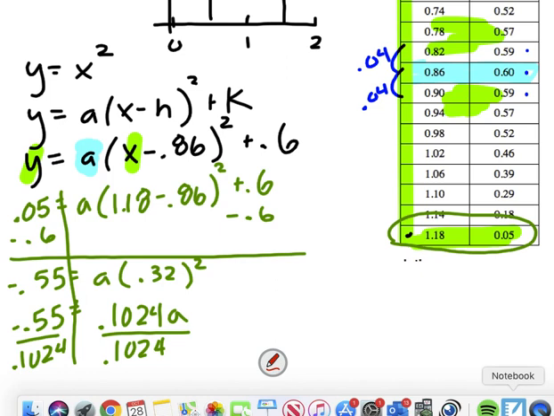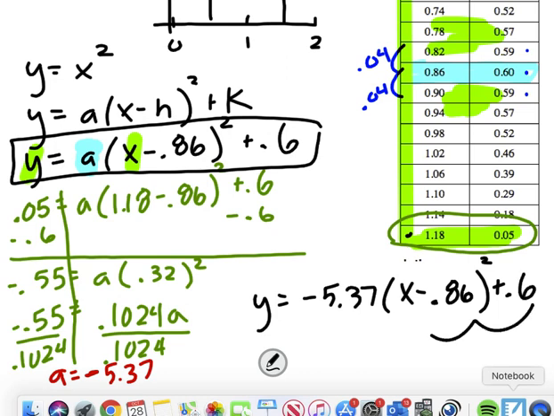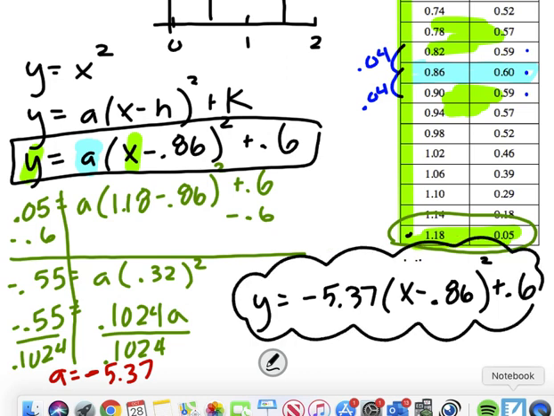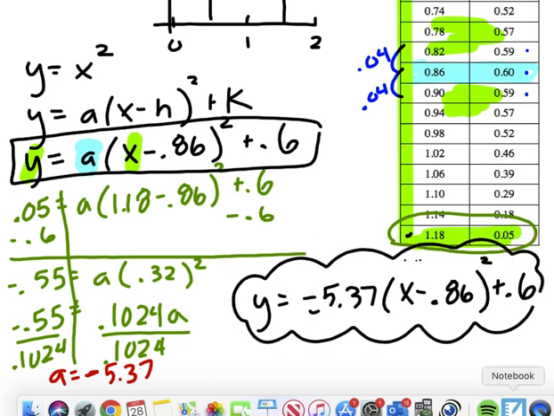An A value of negative 5.37. I feel pretty good about the A value being negative because again, we have a parabola that's upside down, that's been vertically reflected. So my final answer here, I was very close to having it all at this step, but now I can do it correctly, filling in the A. So y equals negative 5.37 times (x minus 0.86) squared plus 0.6. It makes sense to me that the A value is negative, because that negative is where we show the vertical reflection.